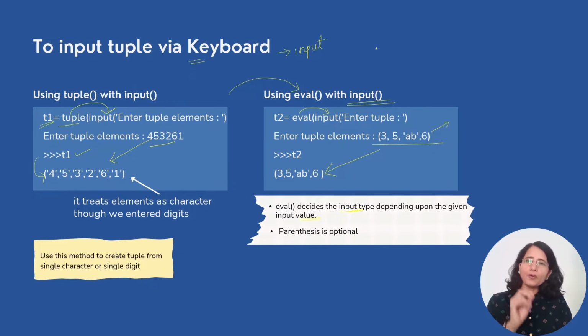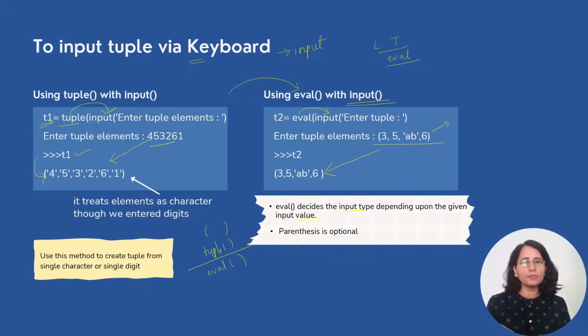So generally, when we want to take input via keyboard in the case of a list or a tuple, we use the eval function, because the eval function evaluates the data based on the input type. So to create a tuple, you can initialize the values by enclosing the elements in round brackets, or you can use the tuple constructor. If you want to take input through the keyboard, you can use the eval function along with input.